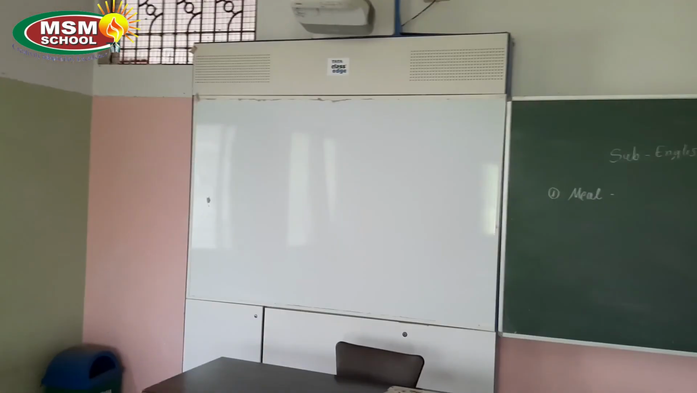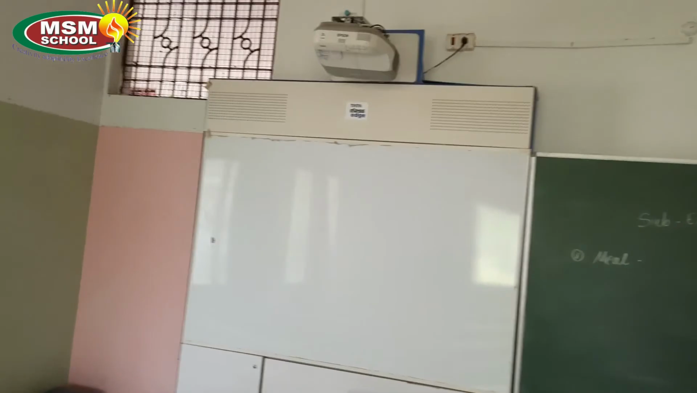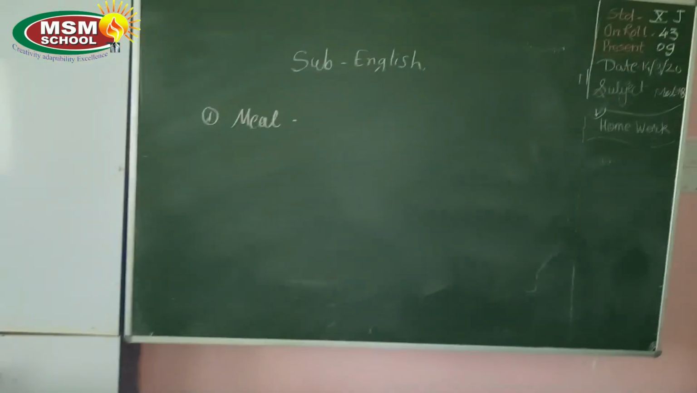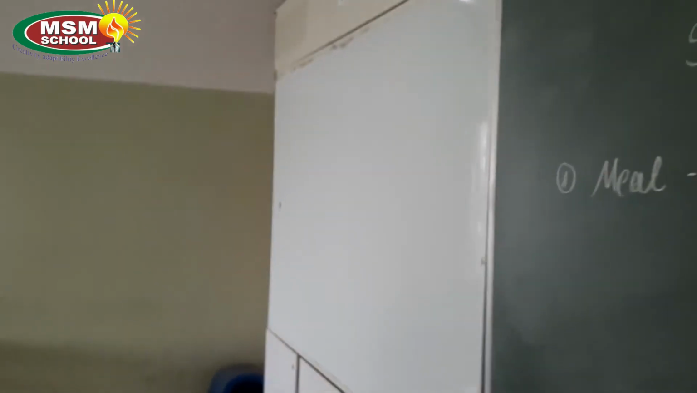This is a Tata Class Edge board. So this is a Class Edge board and a green board or a black board. And you can see this classroom has proper ventilation. Windows are here, and curtains are put over here because this is a digital classroom, and when the digital board is on, the curtains are needed.